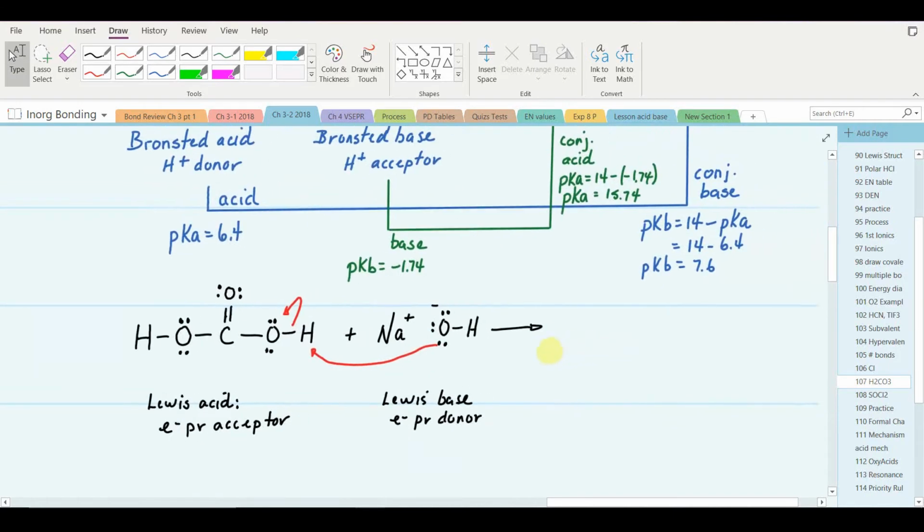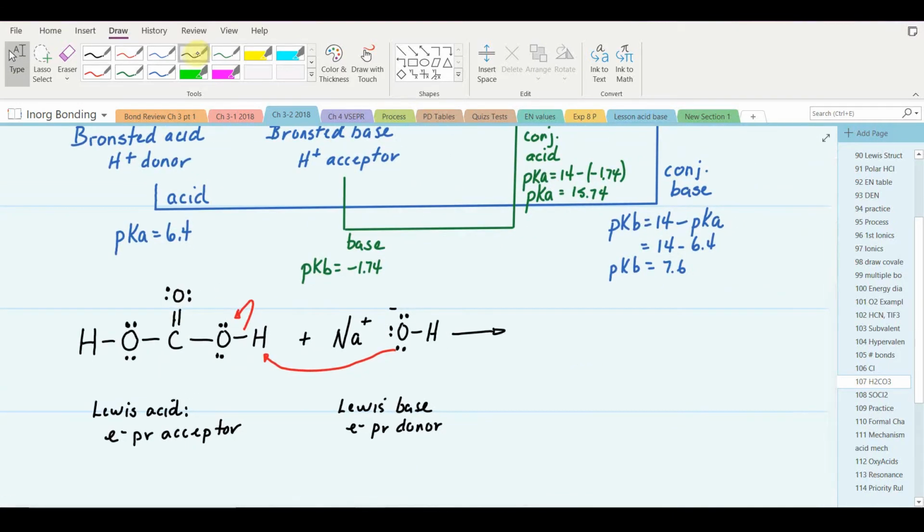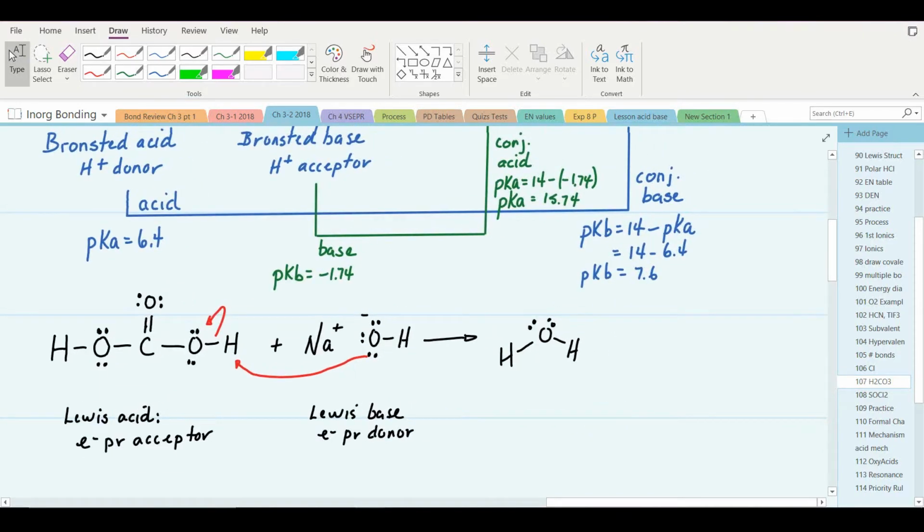Now we can draw the products. Let's draw the Lewis structures. When hydroxide bonds to this hydrogen ion, it's a hydrogen ion because it leaves electrons behind, it forms a water molecule. Like so. Now let's keep track of the electrons. I'll color this pair of electrons green, and this pair now is this shared pair here.